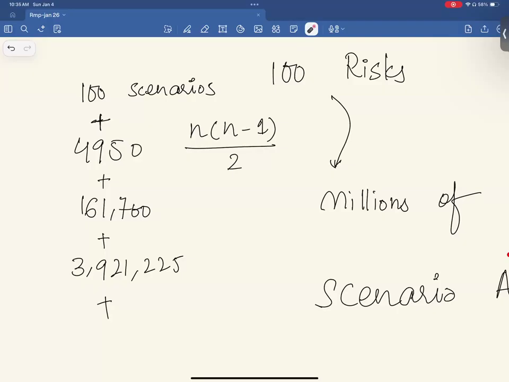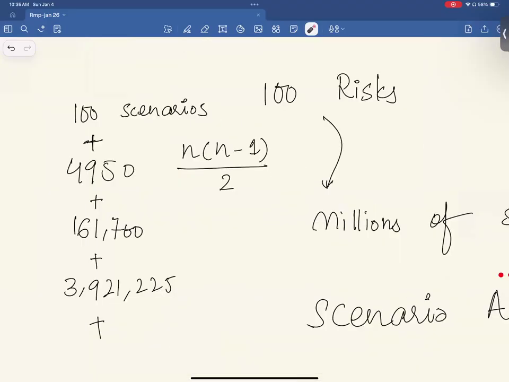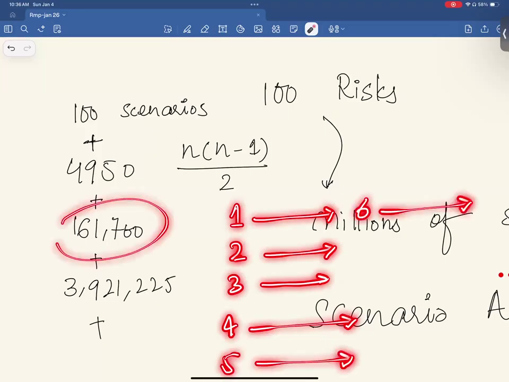Amar bhai was just calculating on the probability of three risks. Then this 161,700, how will it come? It's not that I'm not understanding this calculation basically. After three, what will come next? n minus 2. Let's say you analyze all one, then you analyze two, then three, then four, then five, then six. So definitely this will come.